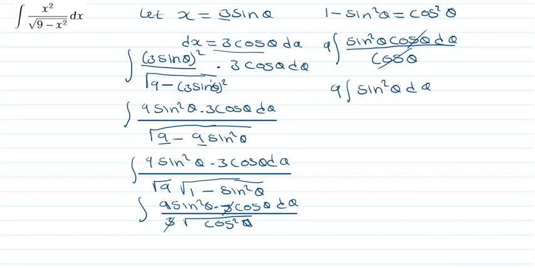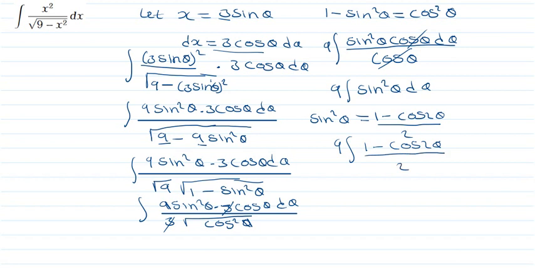Integrating this sine squared theta, we can simplify it by using an identity where we know that sine squared theta is equal to 1 minus cos 2 theta, then everything over 2. So I can replace this identity into my integral. I will have 9 times the integral of 1 minus cos 2 theta, then everything over 2 d theta. Factoring out the 2, I'm going to have 9 over 2, then the integral of 1 minus cos 2 theta d theta.